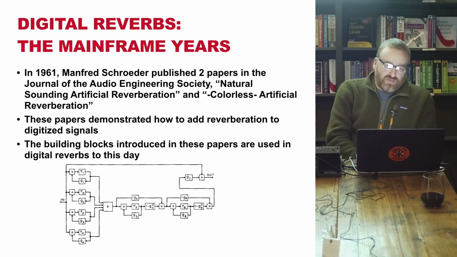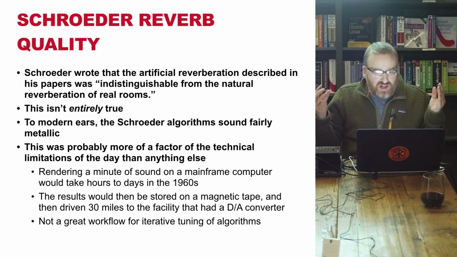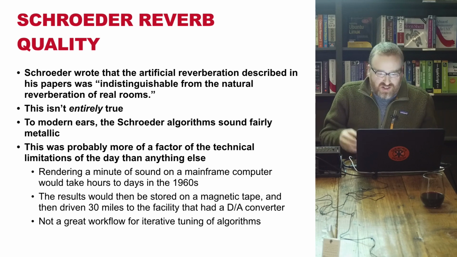When Schroeder published these papers in 1961, he said the quality was indistinguishable from the natural reverberation of real rooms, which isn't true. I remember hearing a Chowning composition from the early 70s in the late 90s, I think it was Tyrannus, and there's a sound in it that was just bees. I realized that's the reverb. He sent stuff to the reverb, and the reverb just sounds like bees. When you make something with the Schroeder algorithms, they sound really metallic. But you've got to cut the guy some slack.